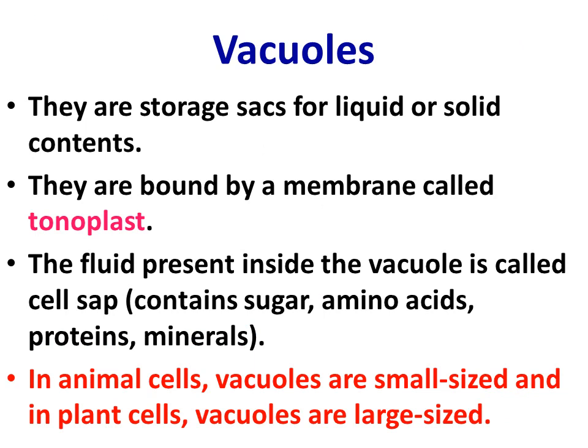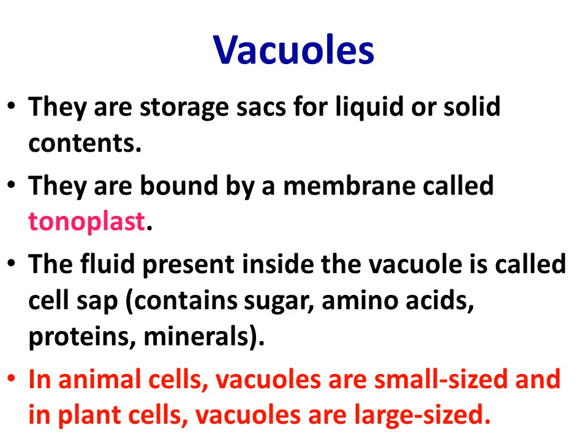The last topic is vacuoles. What are vacuoles? These are the storage sacs for liquid or solid contents. They are bounded by a membrane. That membrane is called tonoplast. They have a fluid filled inside. That fluid is called cell sap. It contains sugar, amino acids, proteins and minerals. In animal cells, vacuoles are small in size, and in case of plant cells, vacuoles are large in size. This is a very important point.